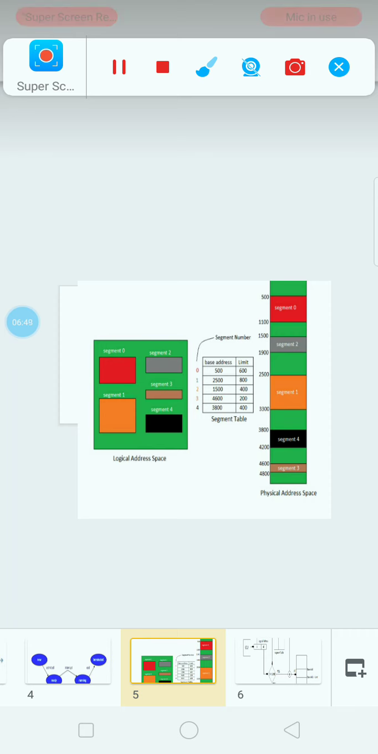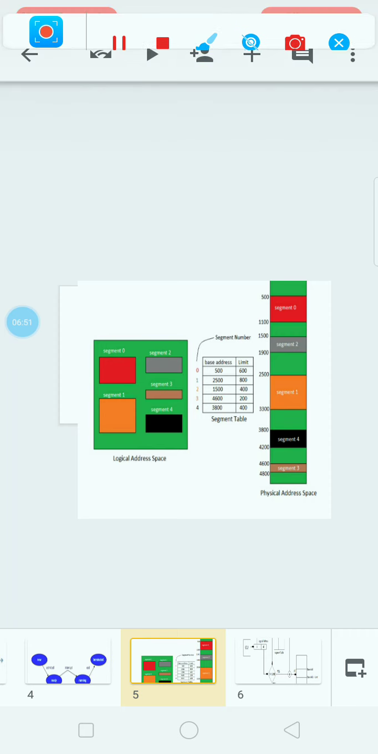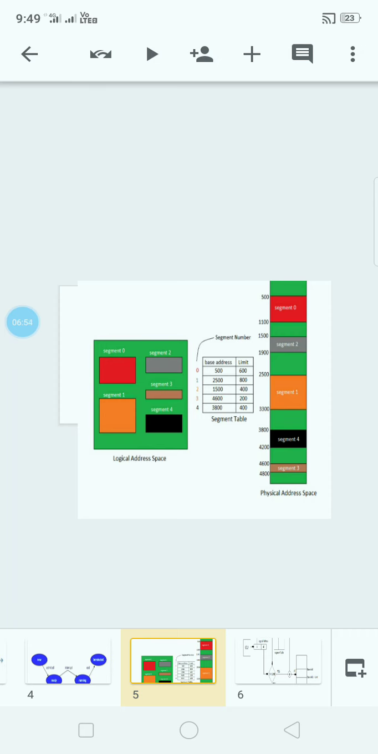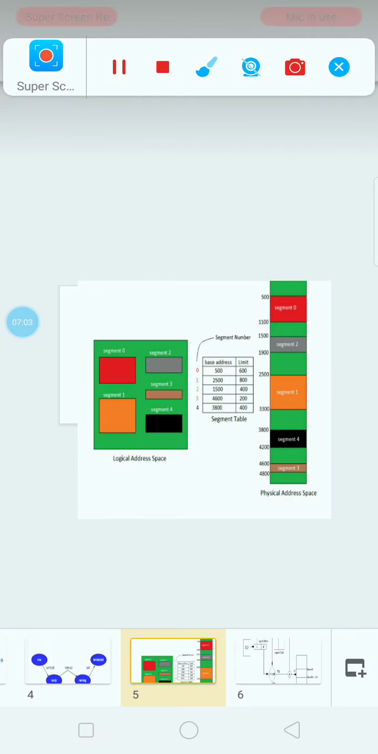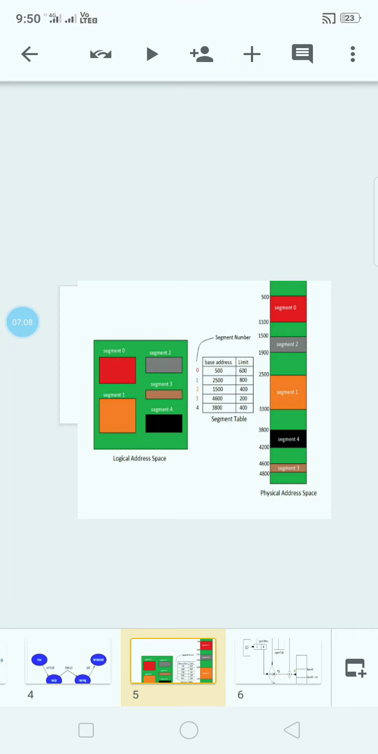Now, what do you mean by segmentation in operating system? A process is divided into segments. The program is divided into parts which are not necessarily all of the same size, and these are called segments. Segmentation gives the user's view of the process, which paging does not give. Here, the user's view is mapped to physical memory.